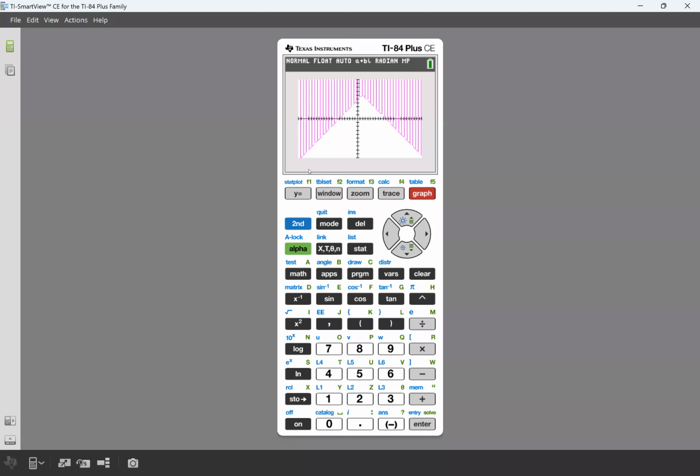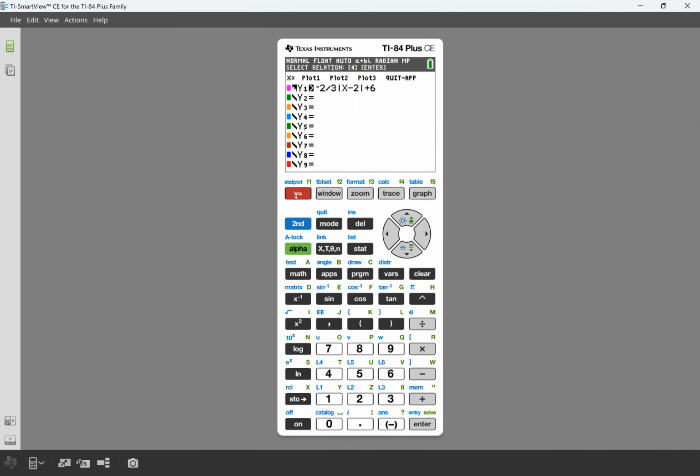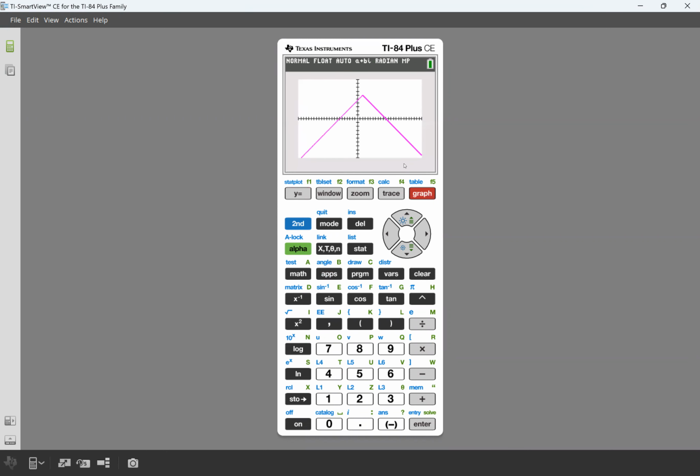If I want to get rid of this because it's causing other programs not to work, then what I need to do is hit apps again, go back to number 7, and then tell it to quit. And so now it'll get rid of the shading, and it'll just show you the regular absolute value.